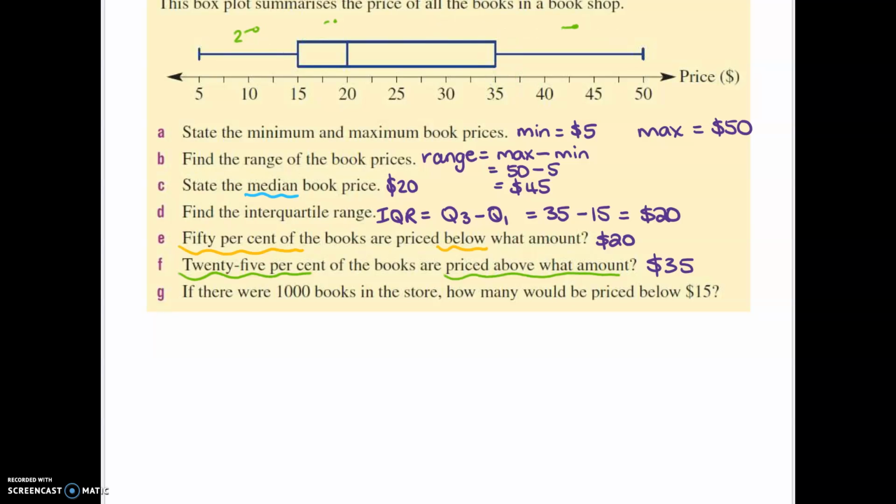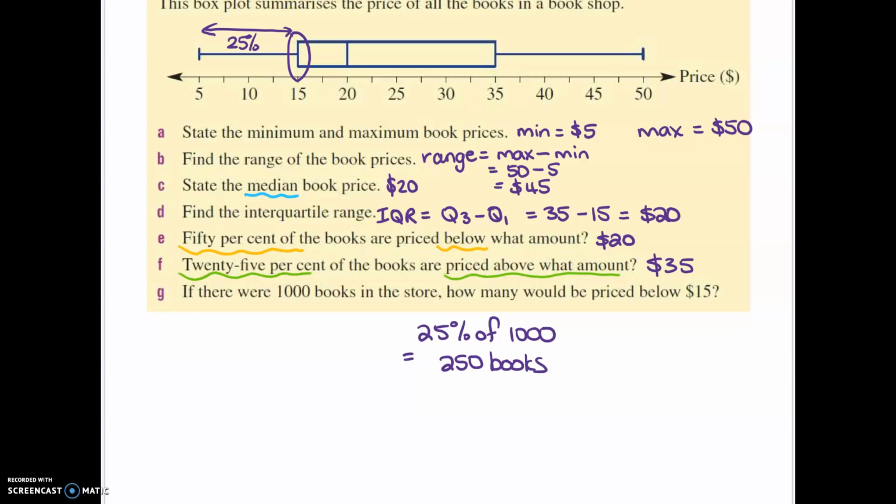And to answer the last question, it says, if there were 1,000 books in the store, how many would be priced below $15? So $15 here, I know that there's 25% of the books are cheaper than the $15, because 15's Q1. That first quarter means you've got a quarter beneath. So if you had 1,000 books, only a quarter of them would be priced below $15. So we want a quarter of 1,000. You could write it as 25% of 1,000. We're looking for 250 books.